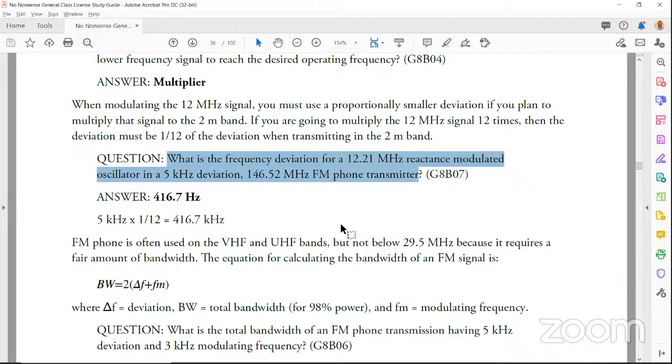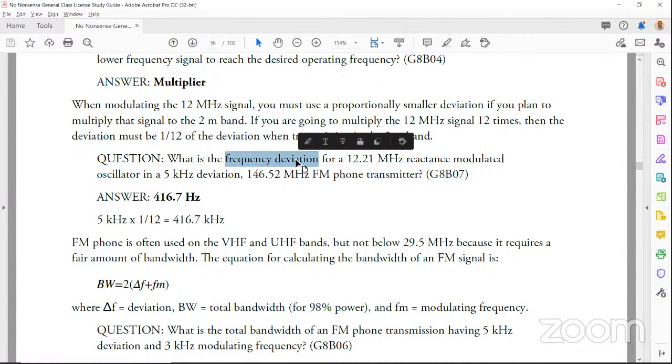What is the frequency deviation for a 12.210 megahertz reactance modulated oscillator in a 5 kilohertz deviation 146.520 megahertz FM phone transmitter? Whoa, a lot of things inside of there. But what they're really asking us is to calculate deviation. That's what they're asking us. And we learned a formula for deviation, or we learned how to determine what deviation we must apply.